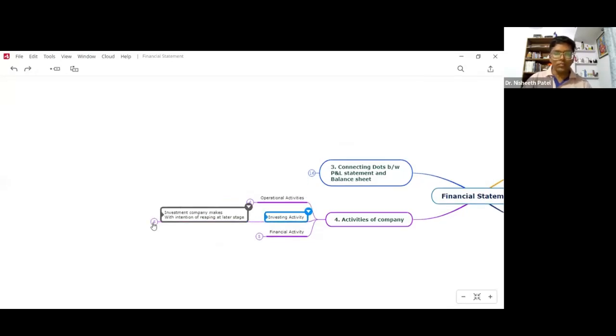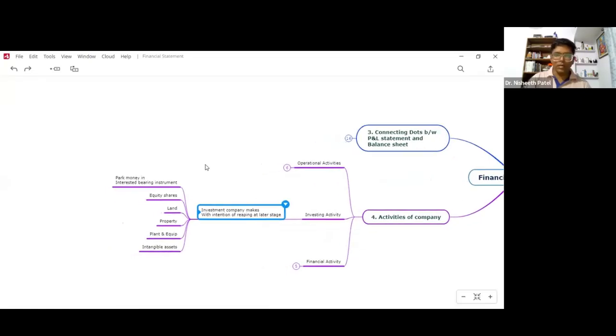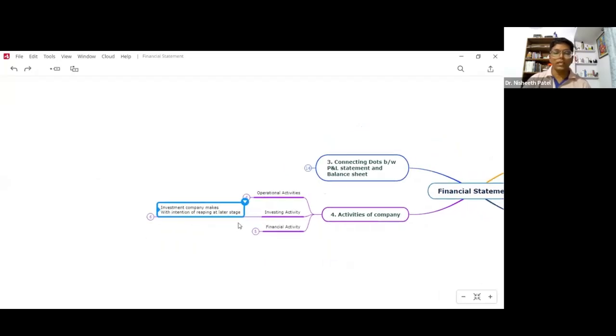Now this is the investment activity. Investment is something a company makes with the intention of reaping returns at a later age. Just like we invest in some mutual fund or equity share market or any other investment tools, the company is also doing the same. Just like in interest bearing instruments, equity shares, land, property, plant and equipment, tangible assets or intangible assets, that is the thing.